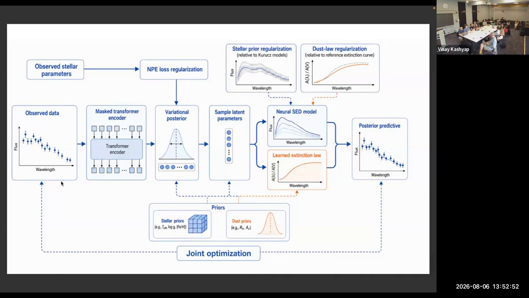You then also have an extinction law, which you've tried to learn, and for this model it only has an AV and an RV parameter, and that's also represented by a spline. And so then you try to recover the posterior predictive.